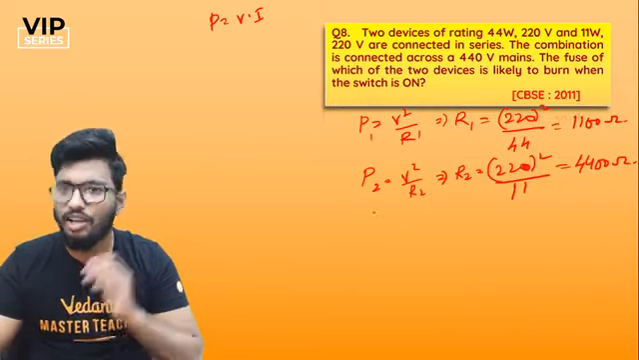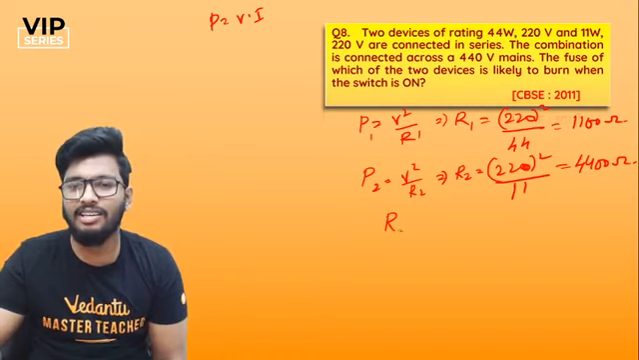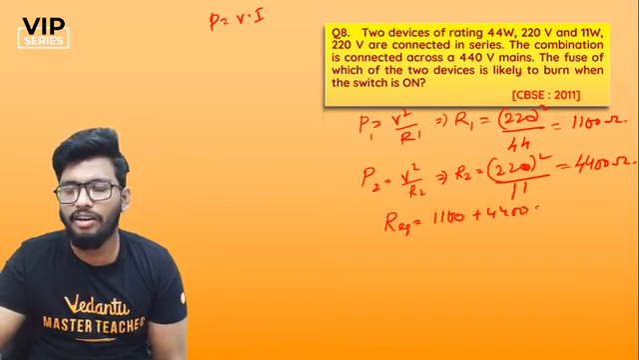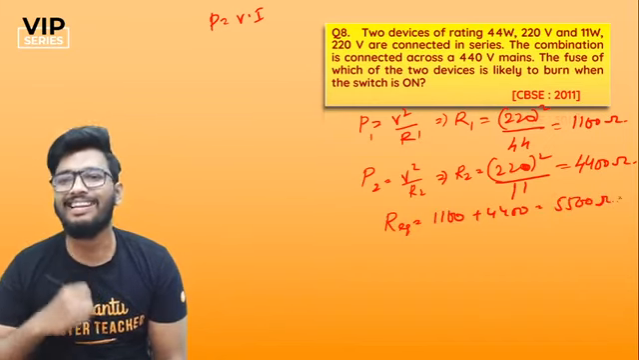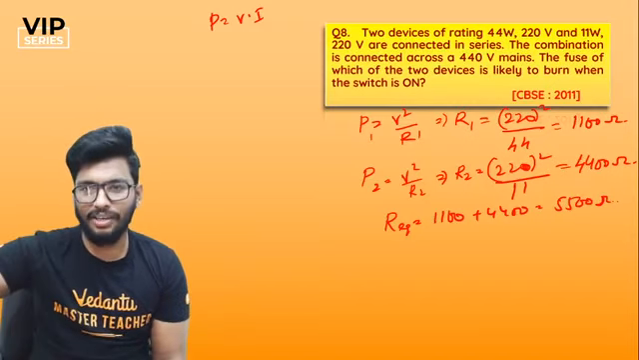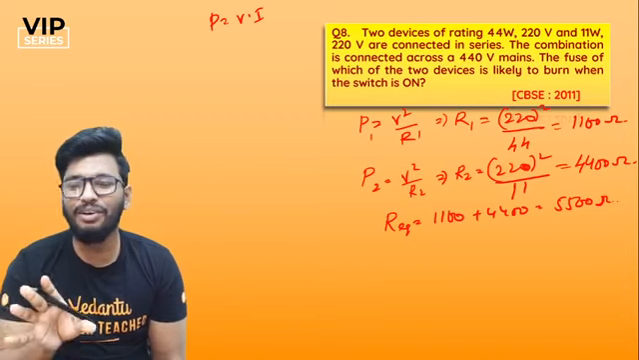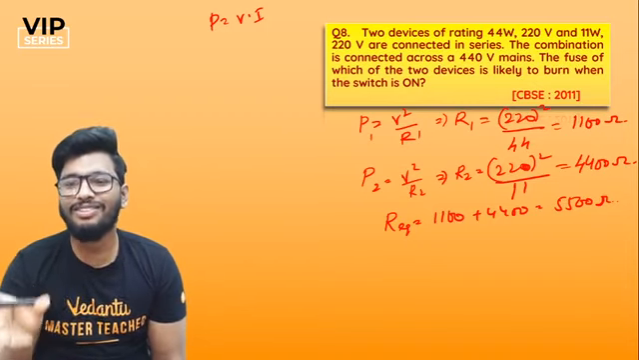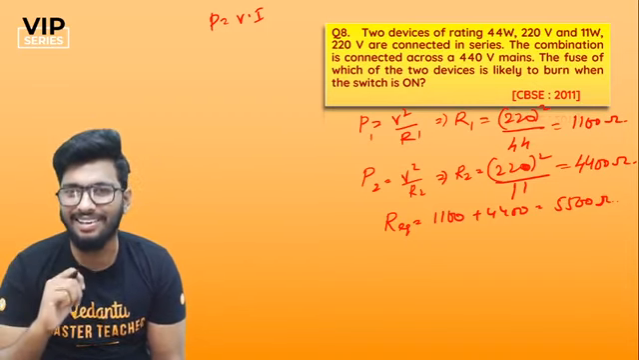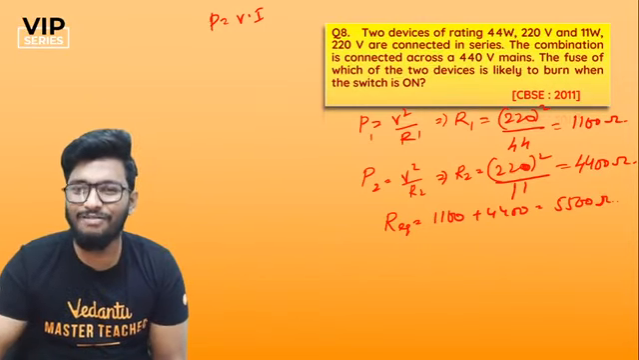Now, they're connected in series, so find out the equivalent resistance. R equivalent would be 1100 plus 4400, which makes it 5500 ohms. Simple. Now that you have found the equivalent resistance, you're supposed to find out which of these is more likely to get burned. So let's find that out.